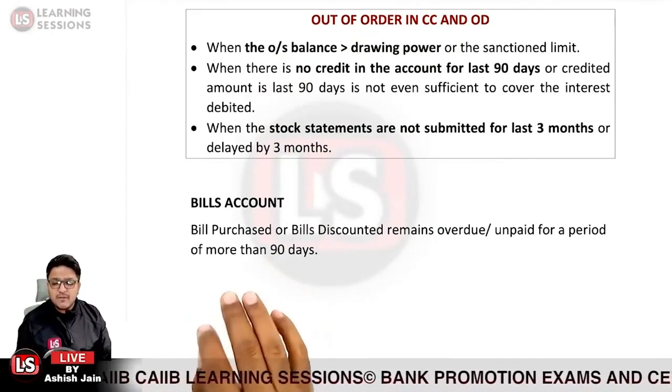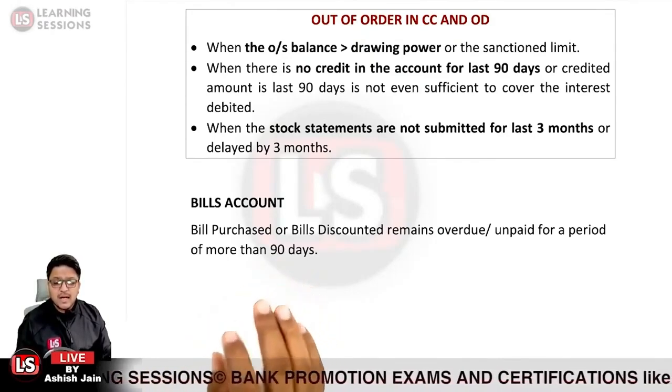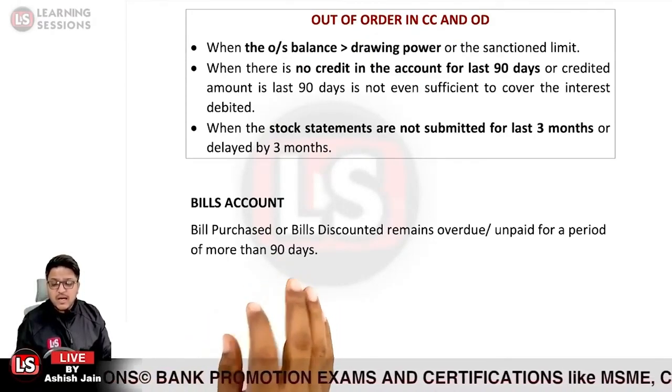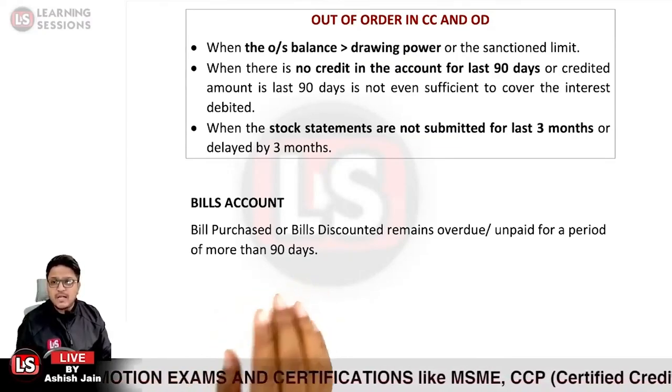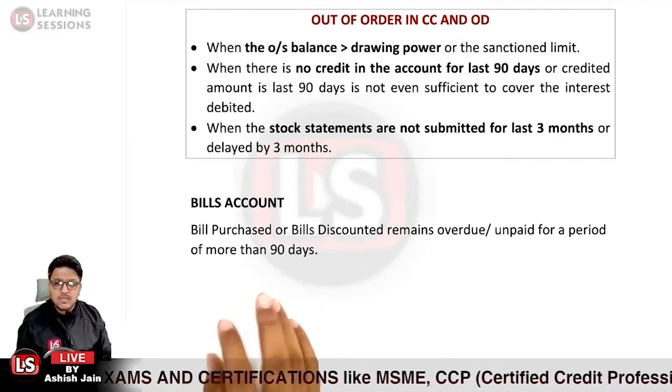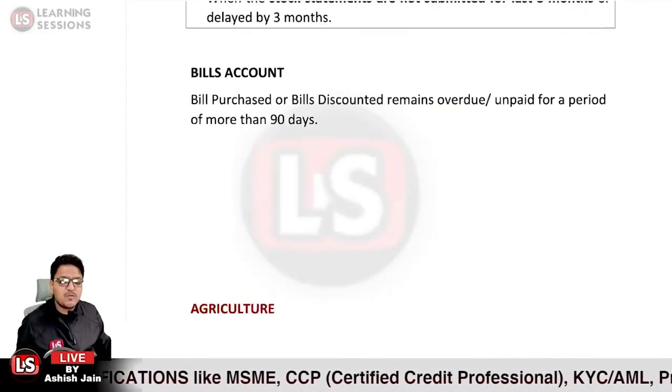It says that when the bills are due, for example if the bills are due on the 1st of January and they remain due for a period of 90 days, in that case also the bills account will be termed as a non-performing asset.